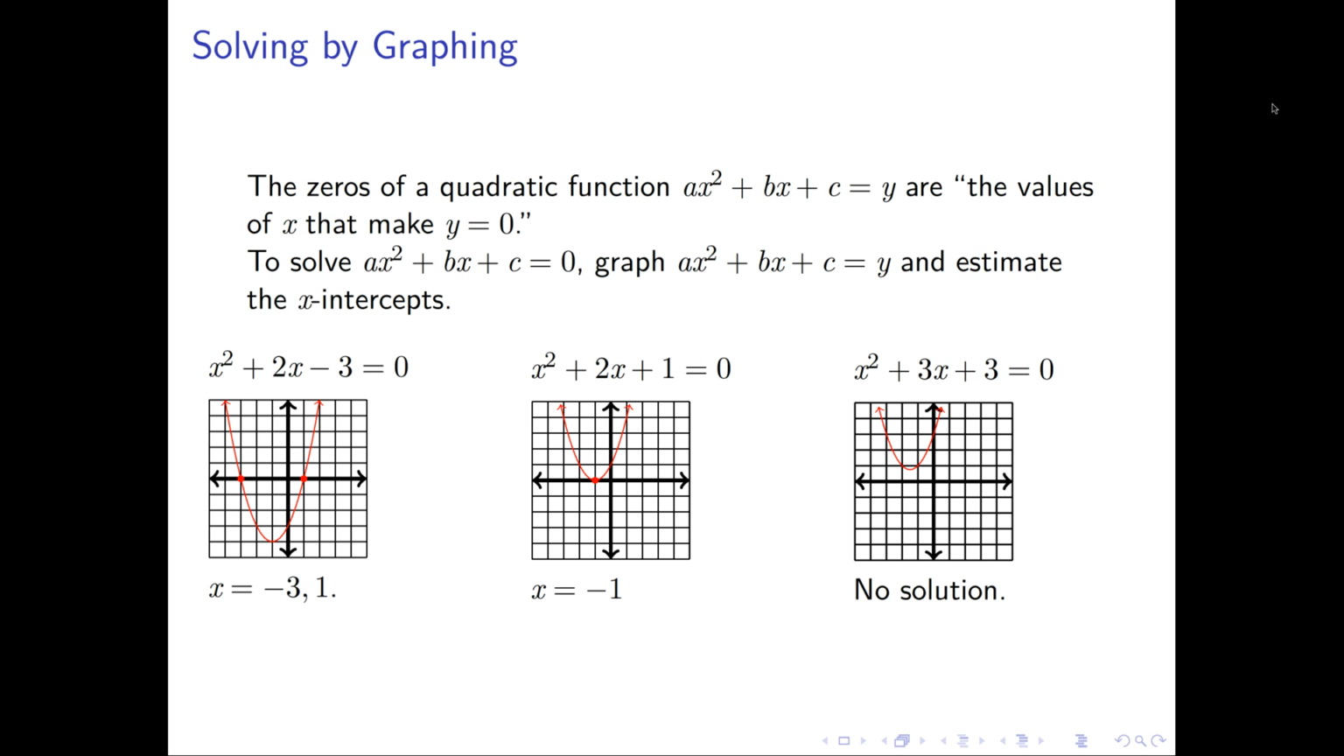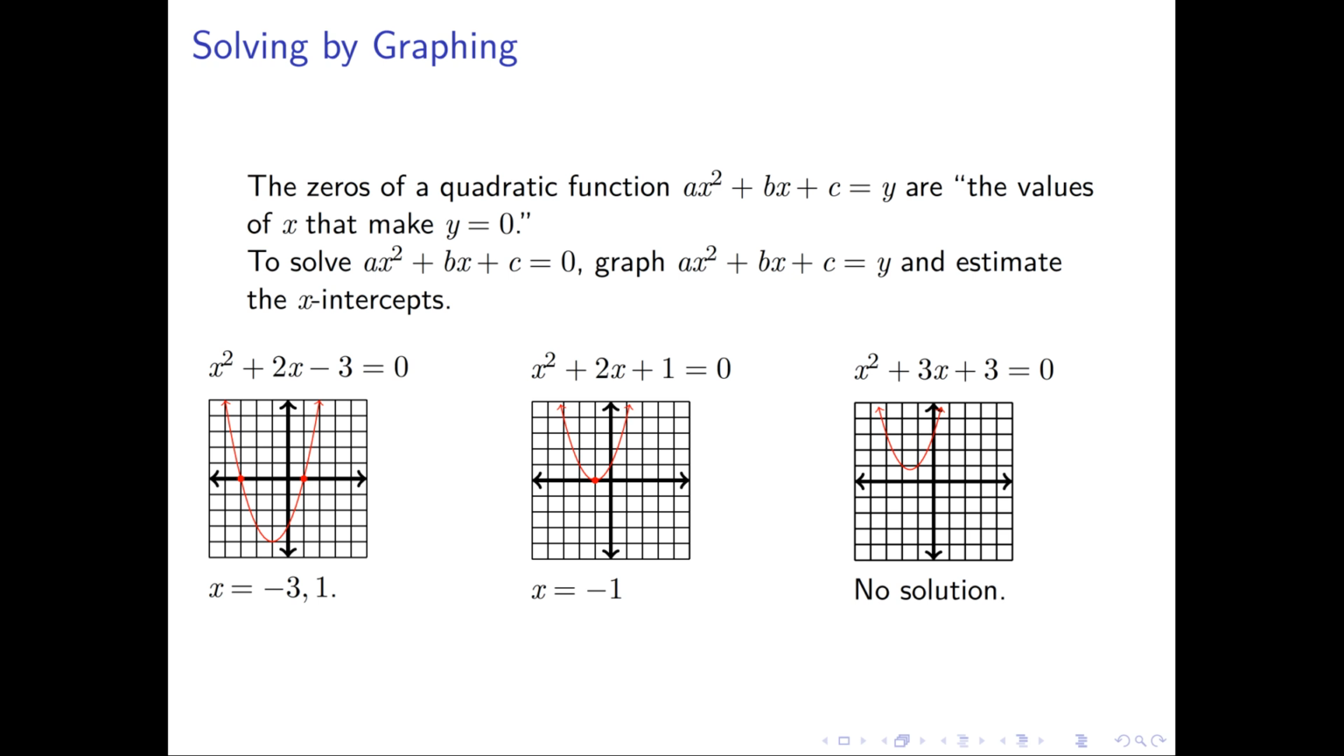So let's take a look at the first one on the left. x squared plus 2x minus 3 equals 0. You see the graph, and you see that there are two x-intercepts, one at x equals -3 and the other at x equals 1. So those are the two solutions of this quadratic equation, x equals -3 or 1.